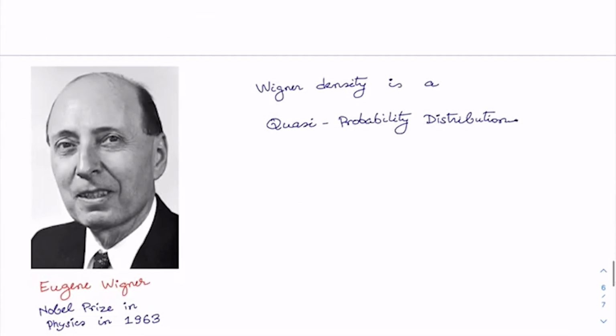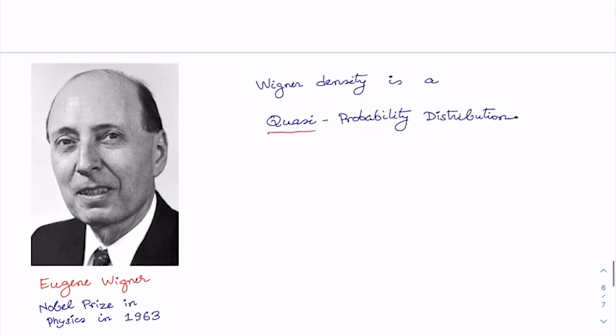But Eugene Wigner, this gentleman who got the Nobel Prize in Physics in 1963, a Hungarian physicist, in 1932 came out with a technique which gives us a quasi-probability distribution. This is not exactly the probability distribution that you get in classical physics, but it is quasi. I will explain what it means. This method turns out to be quite powerful, and now I am going to give you a brief idea only.